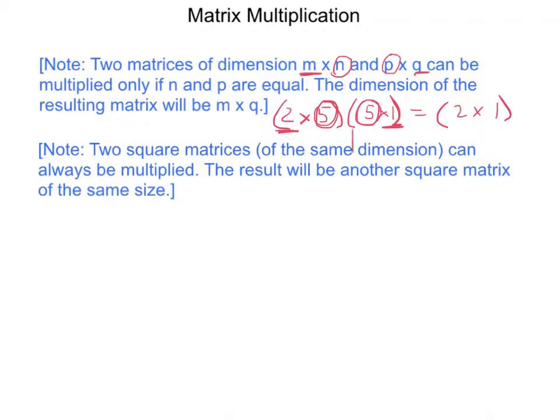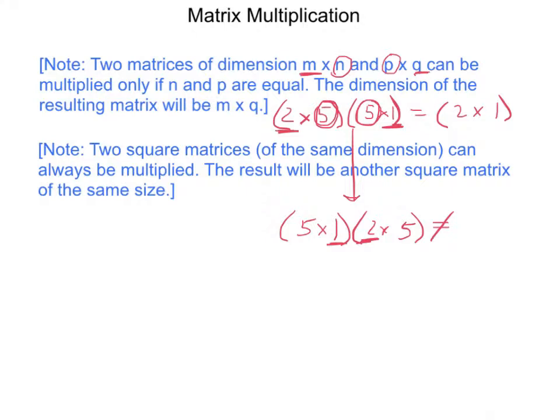Note that also means that if you were to switch that around, if somebody said, what if you wanted to do the 5 by 1 times the 2 by 5? This is not possible because the 1 and the 2 are not the same.